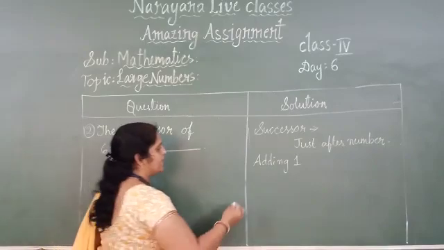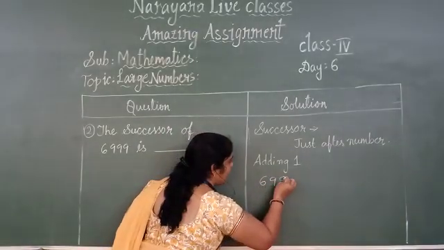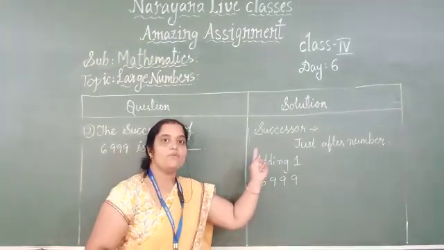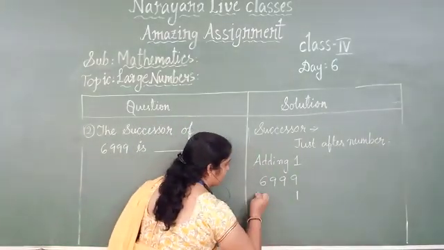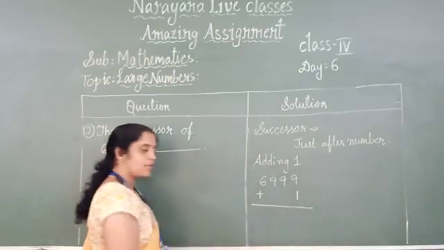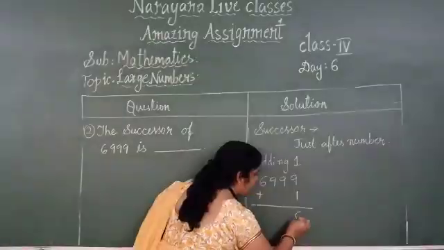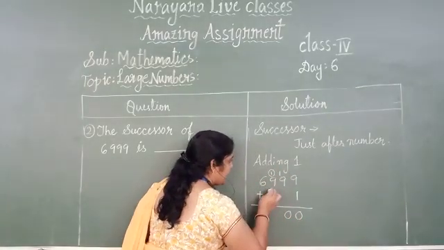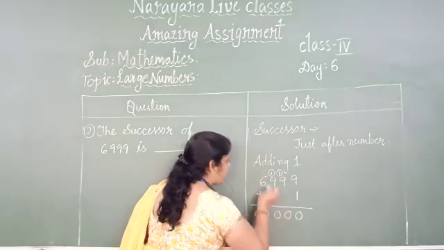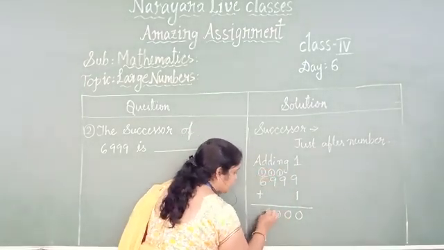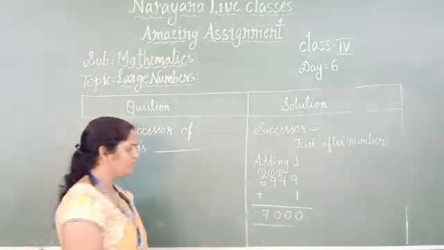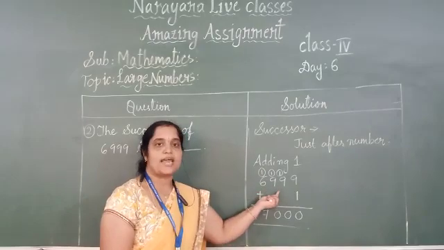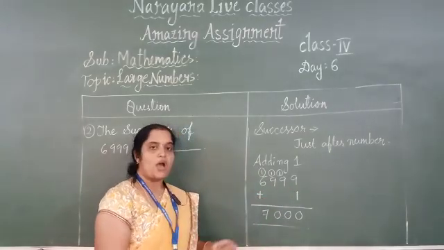What is the given number? They are asking the successor of 6999. To get the successor, what do we have to do? Add 1 to that number. So 9 plus 1, 10. 1 carry over. Again 9 plus 1, 10. Again 1 carry over. 6 plus 1 is 7000. So 7000 is the successor of 6999.